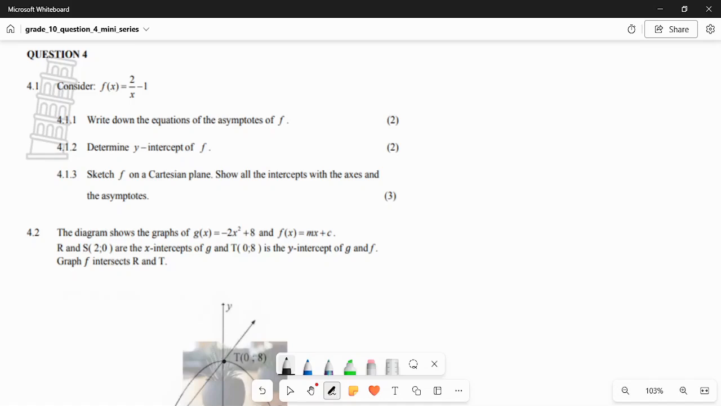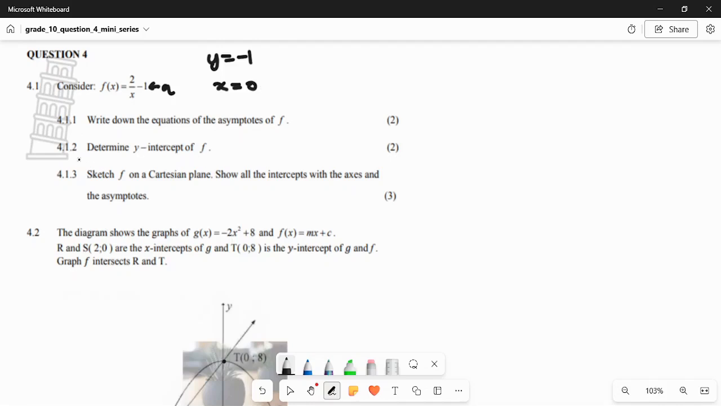So for the equations of the asymptotes, we look at our value of q. That means our horizontal asymptote is the line y is equal to negative 1. And for our vertical asymptote, we look at our denominator, so we will have the line x is equal to 0.